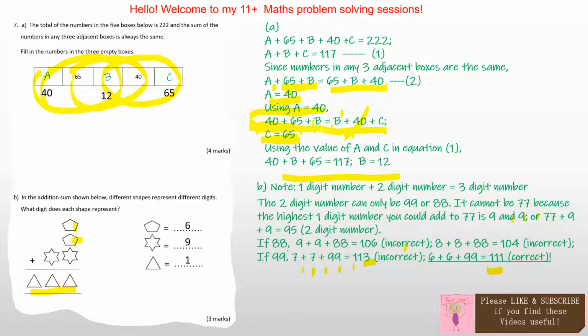So the pentagon is 6, a 1-digit number, the star is 9, and the triangles are 1. Okay, so this answers the question.